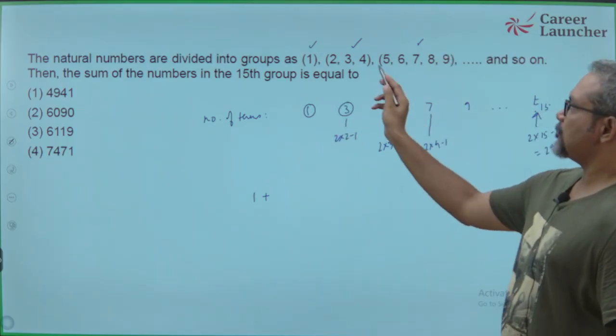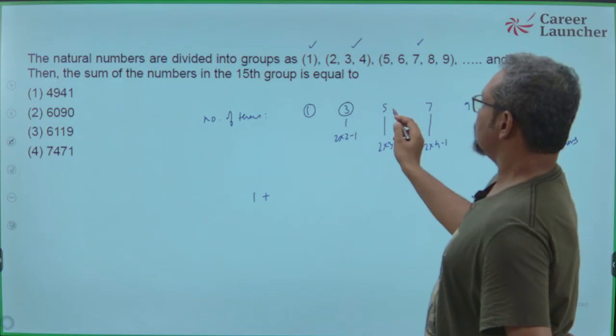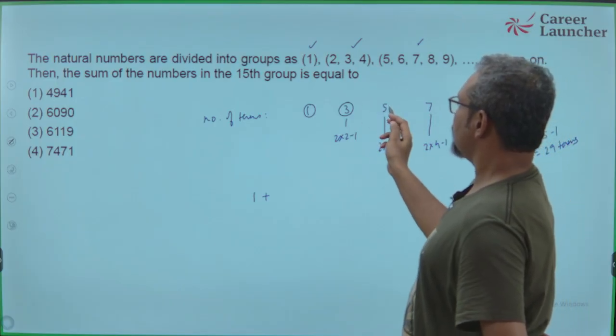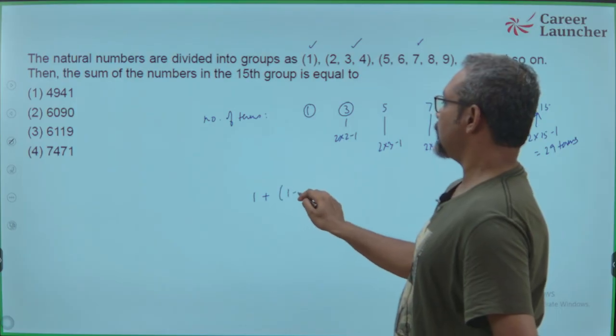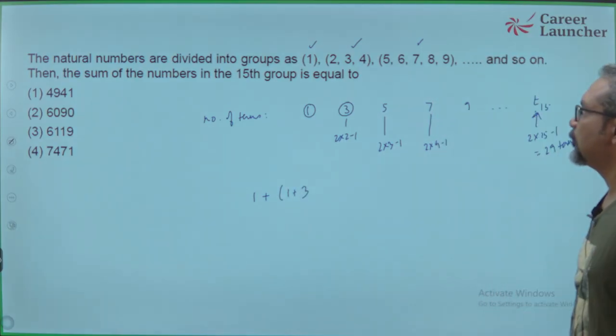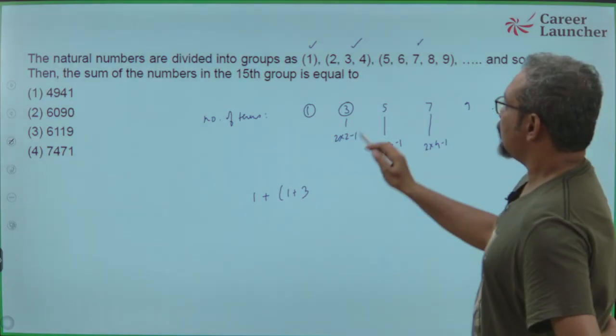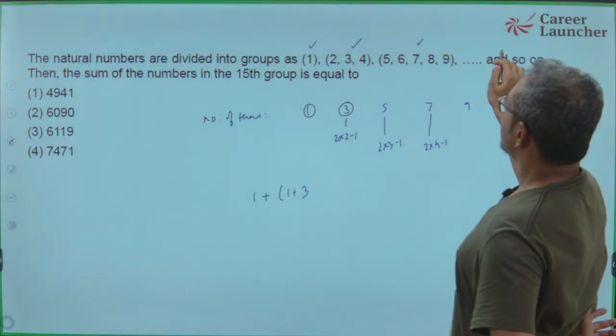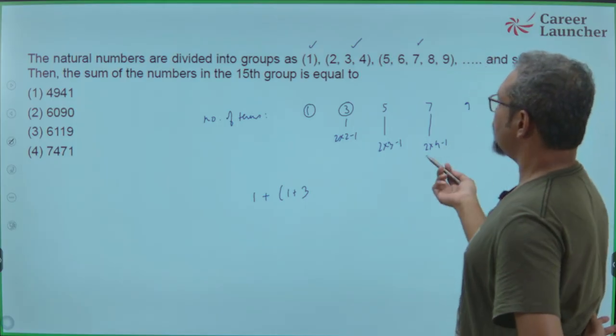So 4 numbers have been used up. So the next number will be 1 more than 1 plus 3. Okay. What will be the fourth term starting with? It will start with 10. So how do we know that it will be starting with 10?